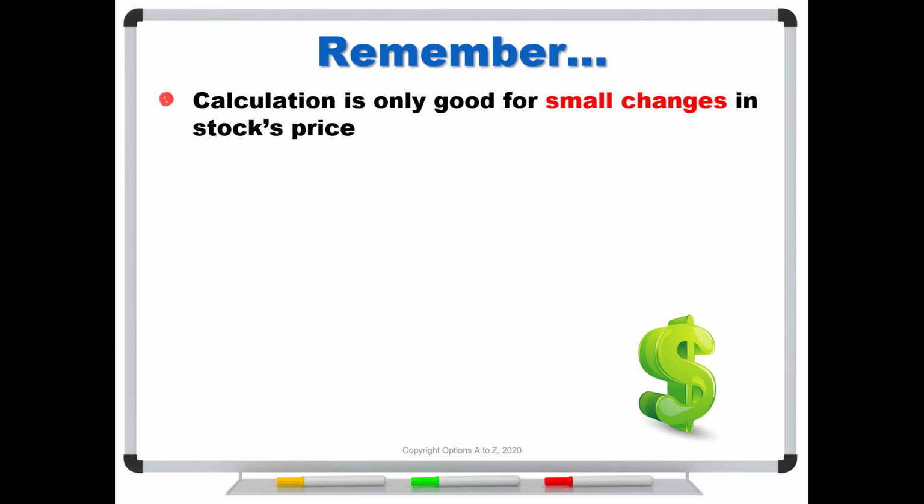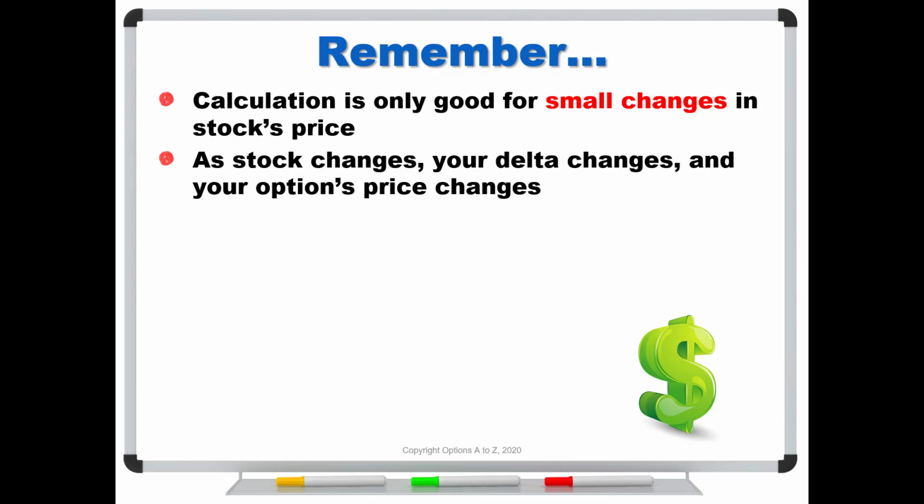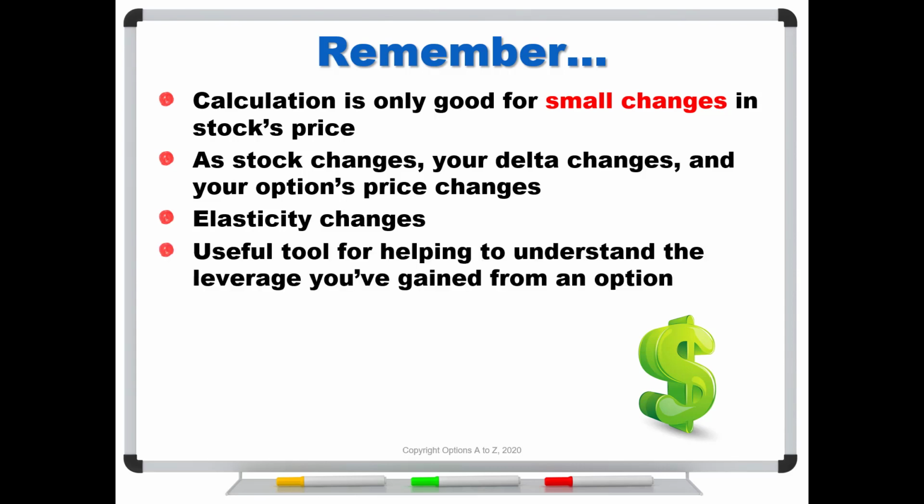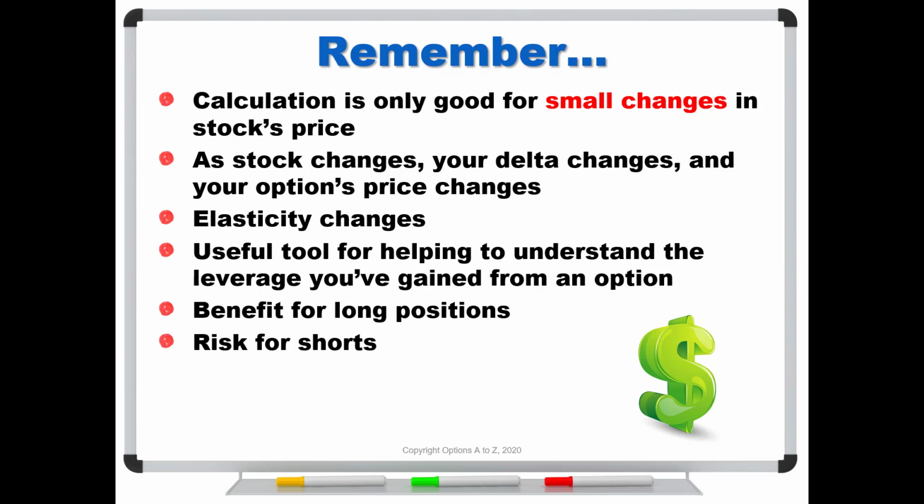And that's because as the stock price changes, your delta changes and your option's price changes, and that means your elasticity changes. So in our example, we came up with an elasticity of 25. That doesn't mean that every single 1% increase you're going to gain 25 times that. It's only good, really for the most part, for that next 1% move. But still, it is a very useful tool to help you understand the leverage you've gained from an option, which remember is a benefit for the long options, but could be a very big risk for the shorts.